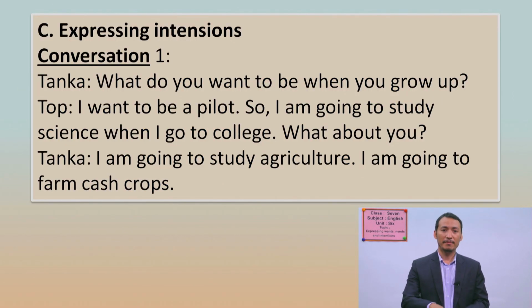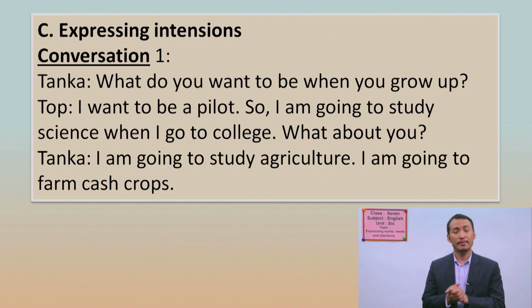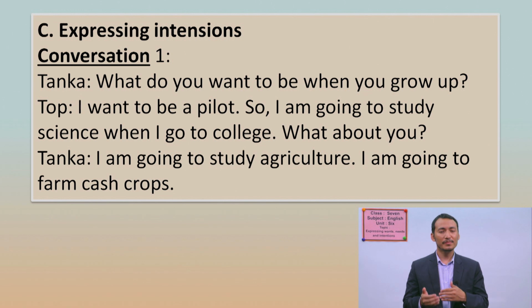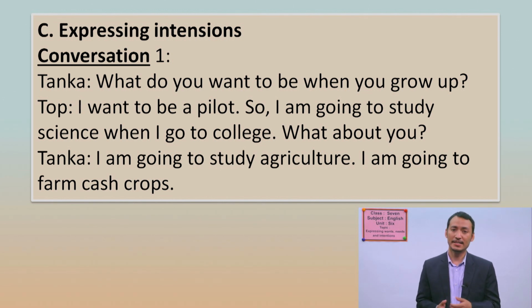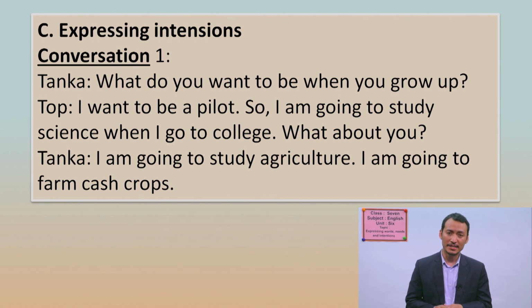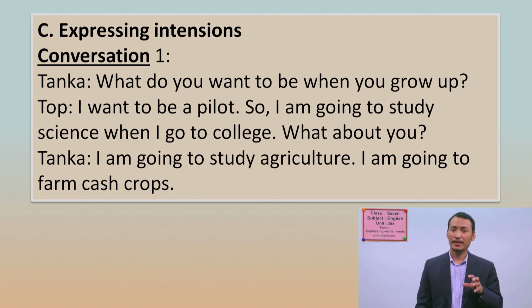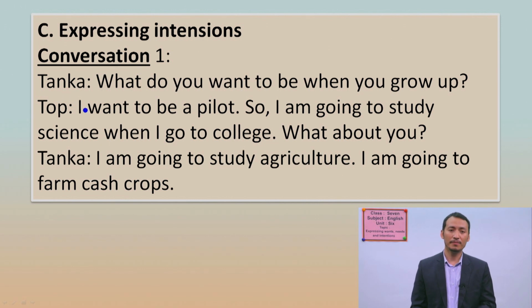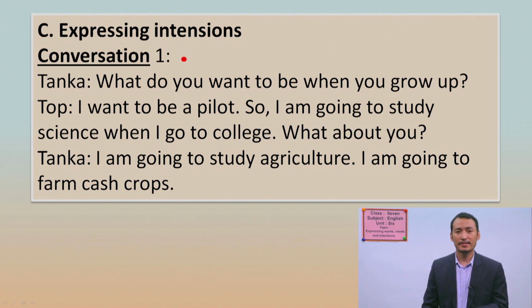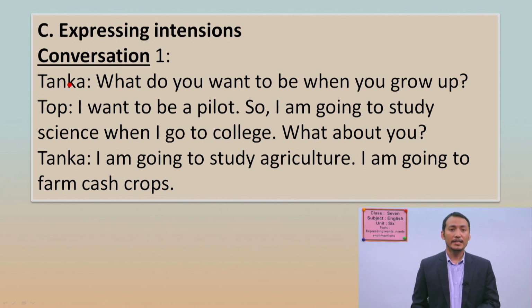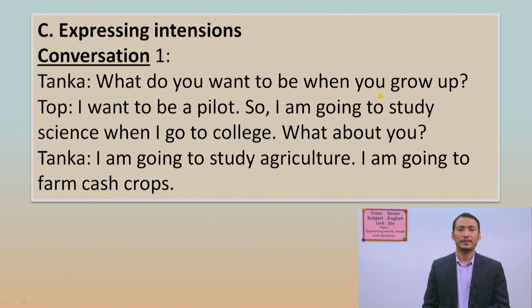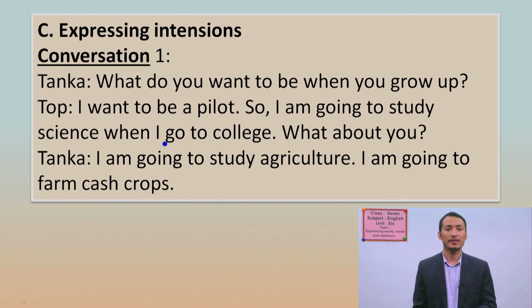Okay, now we have another exercise C for expressing intentions. Okay, so we know what intentions mean. We have already discussed its meaning. Now let's have a conversation between Tonka and Tope about expressing intentions. Okay, Tonka, what do you want to be when you grow up? Top, I want to be a pilot, so I'm going to study science when I go to college. What about you? Tonka, I'm going to study agriculture. I'm going to farm cash crops.